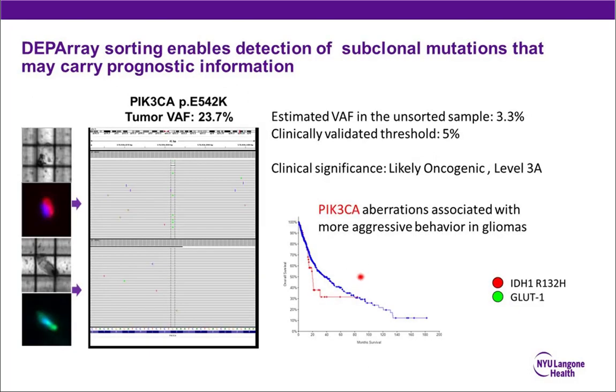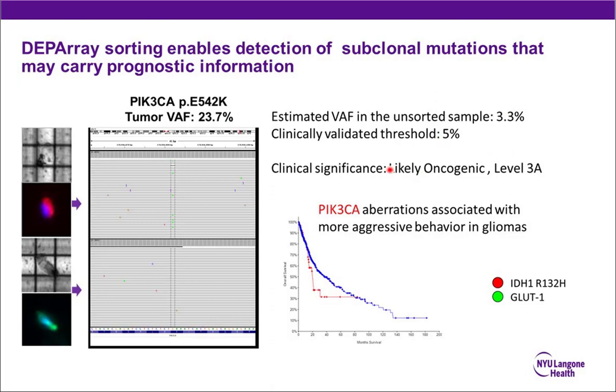And this is an example from that same case. You can see the 23% variant allele frequency after DEPArray capture, we are able to detect a PIK3CA mutation. And we actually saw it in the reads when we went back, but it did not pass our clinical threshold. Estimated variant allele frequency is about 3.3% in the non-sorted sample. Because our clinical threshold is 5%, we would not be able to call this mutation.